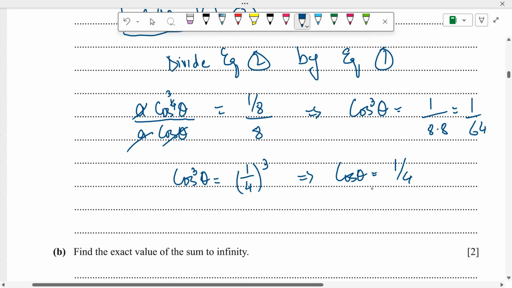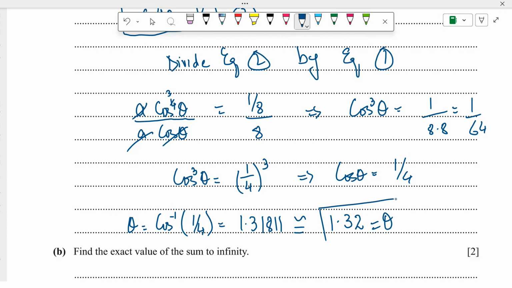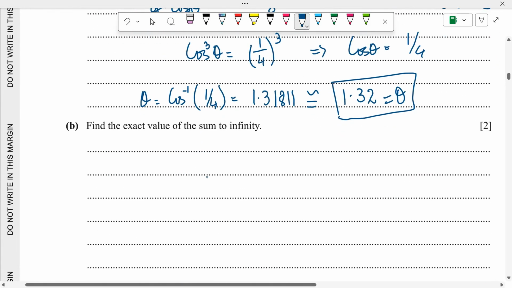We need to find the value of theta. So theta is equal to cos inverse of 1 over 4, which equals 1.31811, and this is equivalent to 1.32 to three significant figures. So this is the required angle in radians. Now let's move to part B.